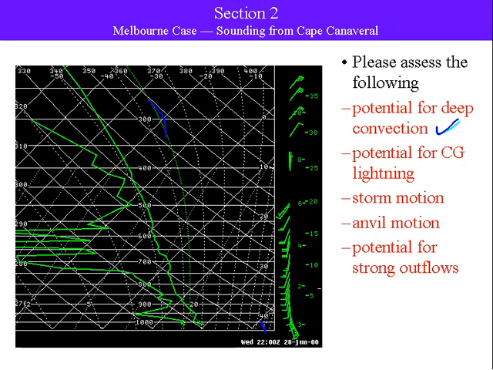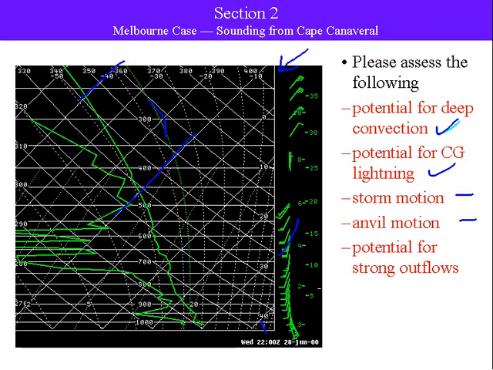They're asked to assess the potential for CG lightning. At this point, we hope that the office being questioned will note that a substantial portion of that updraft is above the -10 C level, and in fact, there's a significant depth above the -10 C level. We asked the forecasters to assess the storm motion. They generally say the storms will be moving slowly from the south-southwest, and then the anvil motion. And in this particular sounding, the shears are such that the anvils will be blowing off towards the southwest.